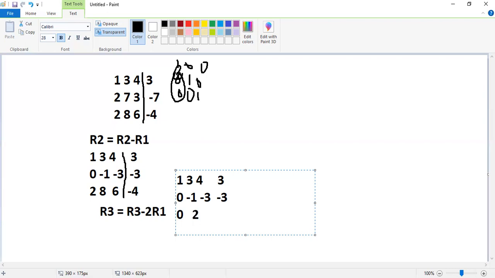The next one is 6 minus 2 times row 1's figure, which is what? 4, right? Which will give us what? Negative 2. And the last one is negative 4. That's for row 3 minus 2 times the row 1's figure, which is the 3, to give us what? Negative 10.